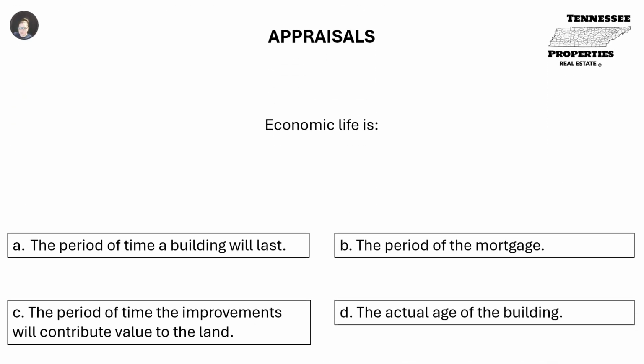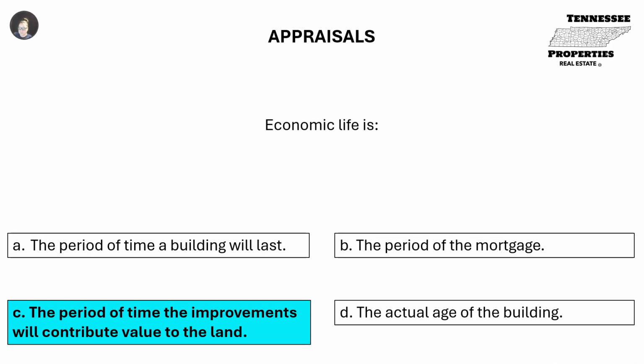Economic life is A. The period of time a building will last. B. The period of the mortgage. C. The period of time the improvements will contribute value to the land. Or D. The actual age of the building. C. The period of time the improvements will contribute value to the land.